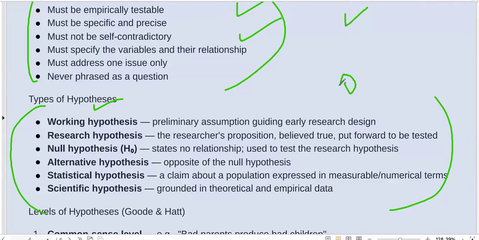We can have statistical hypothesis as well, where we are claiming about a population, which is expressed in measurable or numerical terms, in mathematical expression. We have scientific hypothesis, which is grounded in theoretical and empirical data.